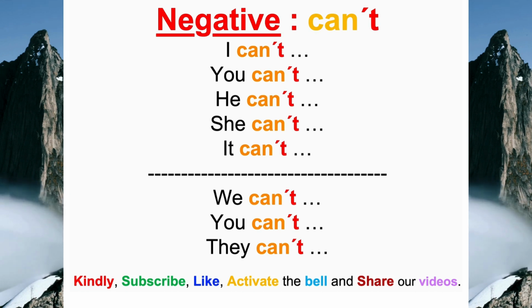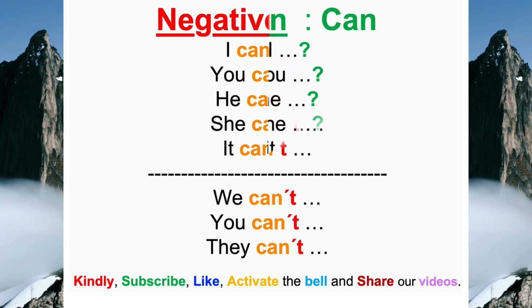Let's repeat after me the negative form. I can't. You can't. He can't. She can't. It can't. We can't. You can't. They can't. Let's go to the question form.